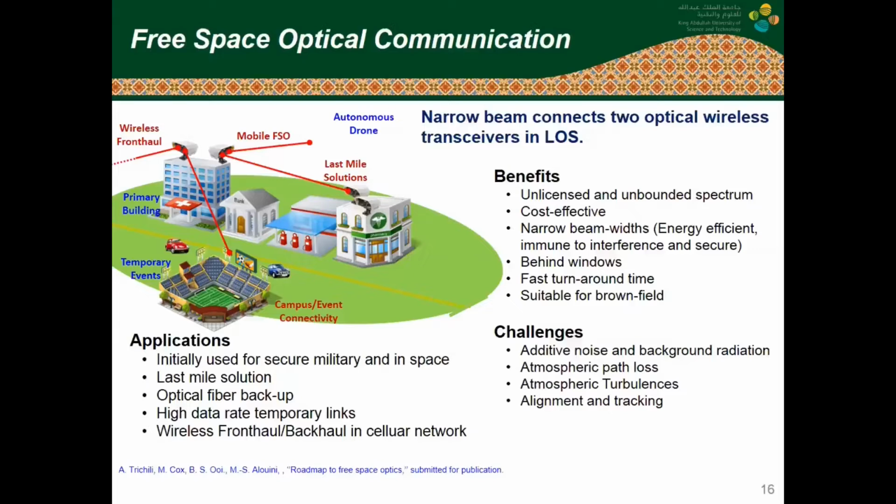So the idea is to use a free space optics and to use that capacity during that event or during that period of time, Olympic Games, where that extra capacity is needed. Once that event is over, you can dismantle the network and take it somewhere else where capacity is needed.